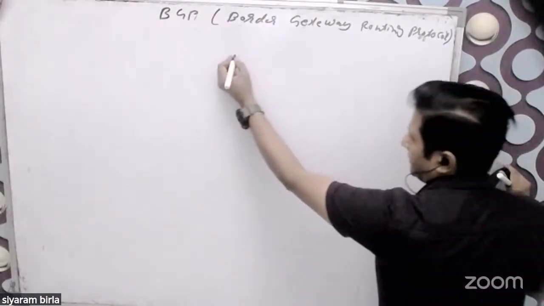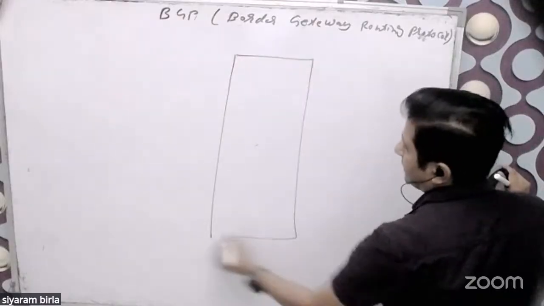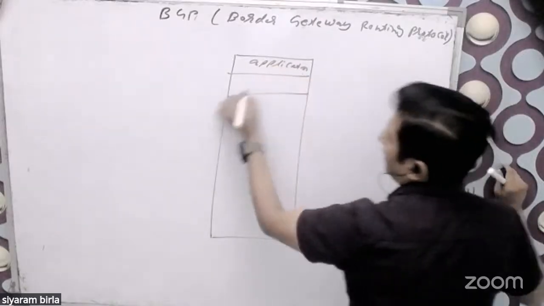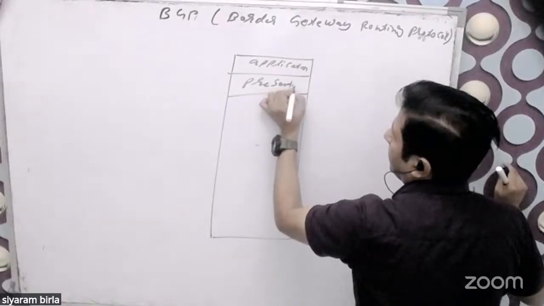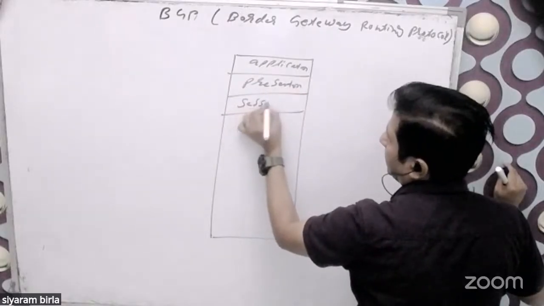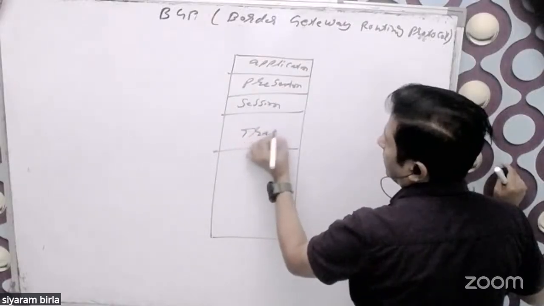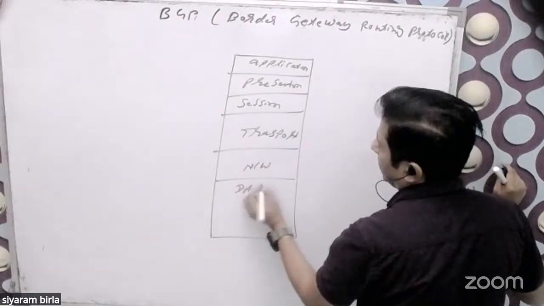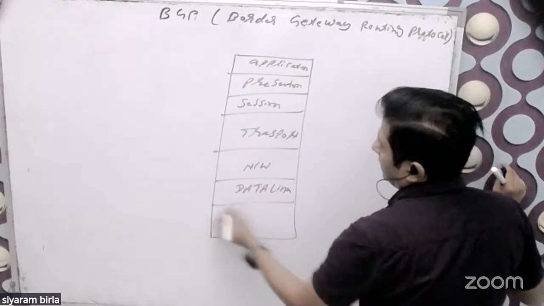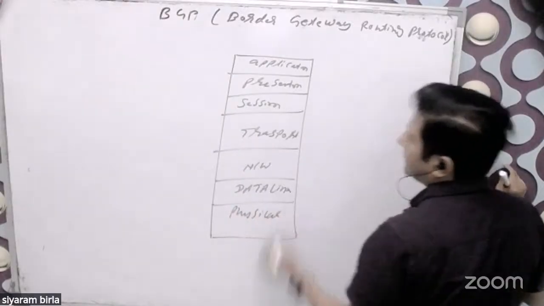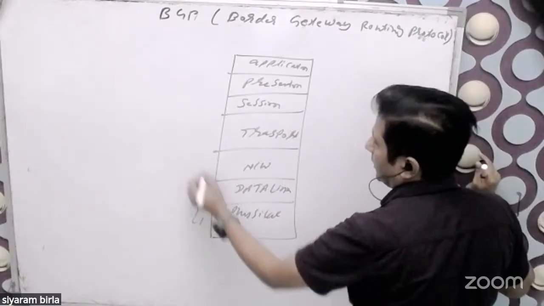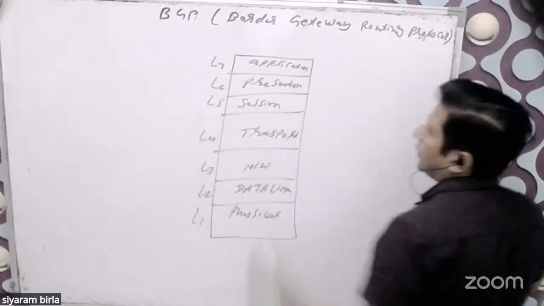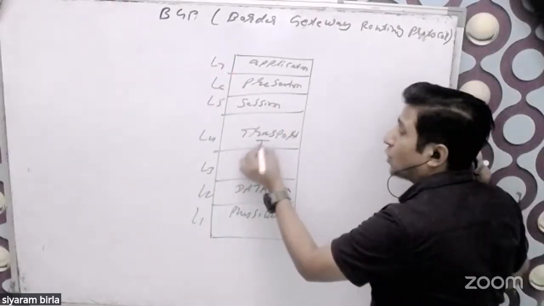There are the 7 layers. Here are the 7 layers. This is the application layer. Here is the presentation layer. Here is the session layer. Here is the transport layer. Here is the network layer. And here is the data link layer. And this one is the physical layer. So there are a total of 7 layers. This is layer 1, this is layer 2, layer 3, layer 4, layer 5, layer 6, layer 7. So BGP uses the service of TCP.